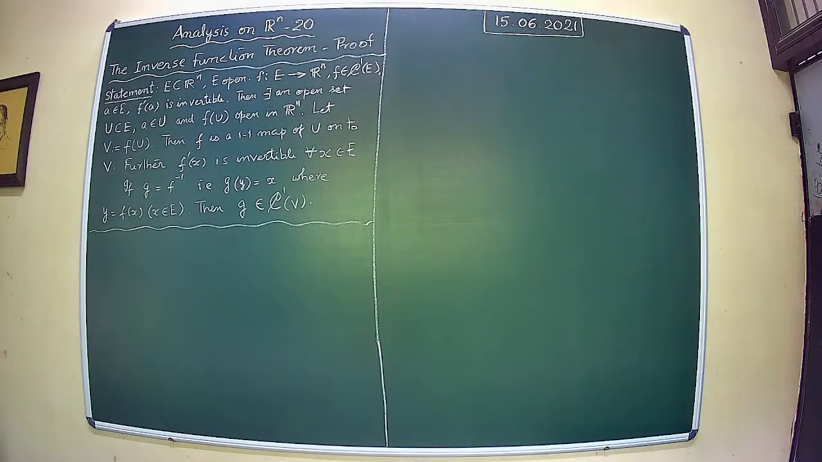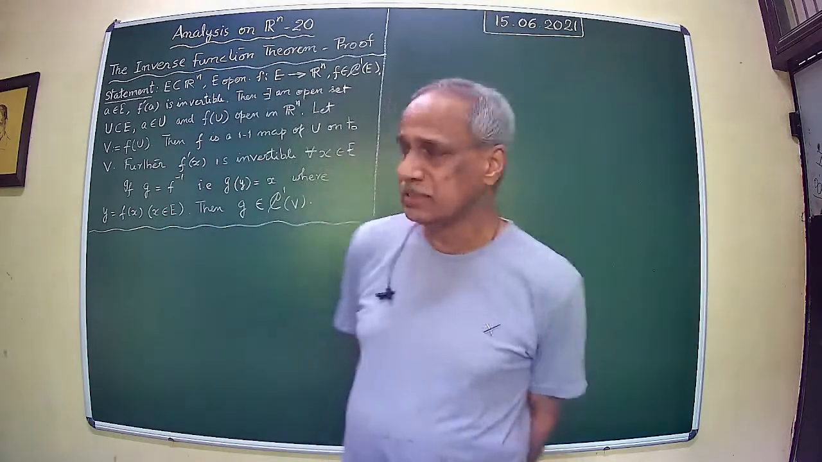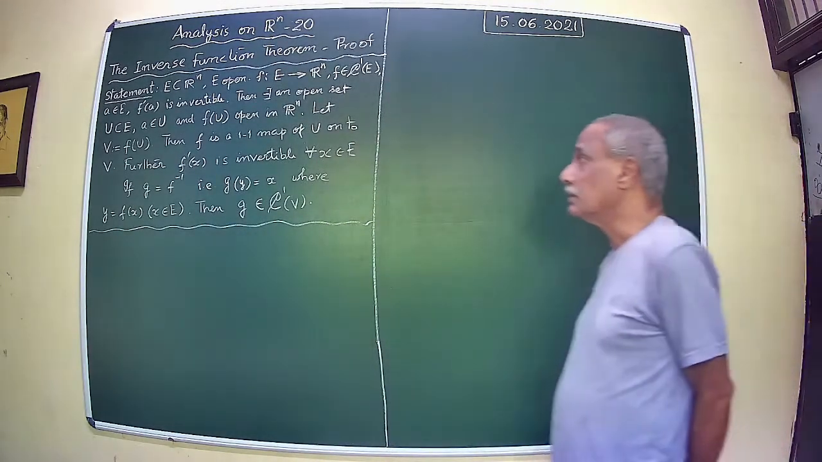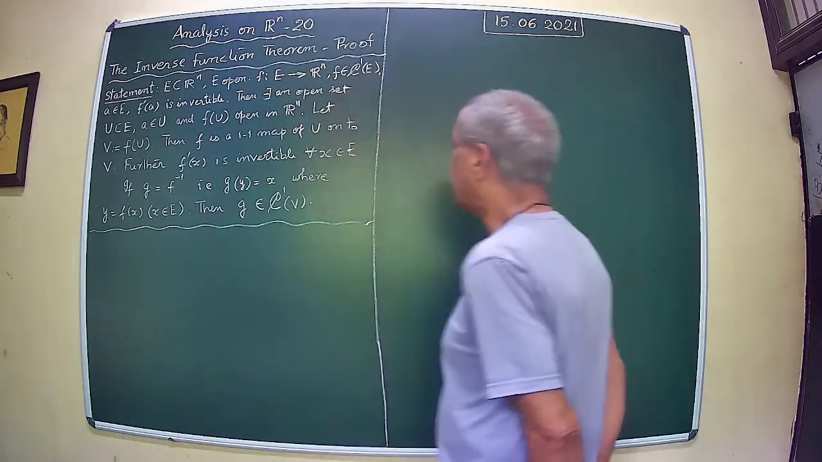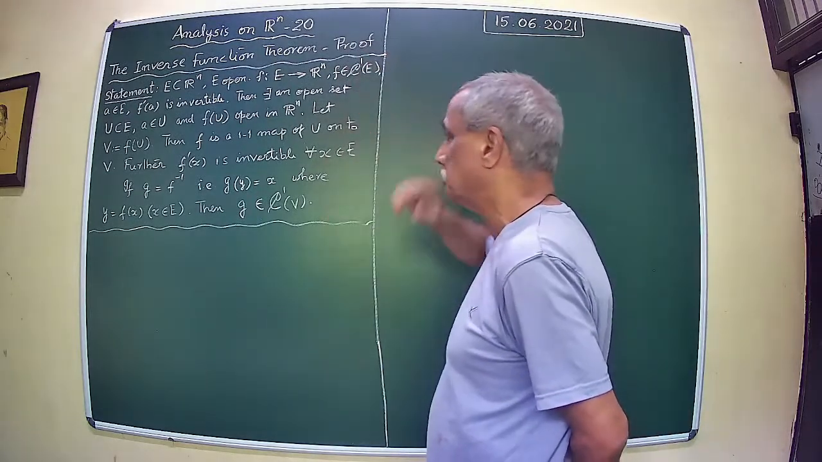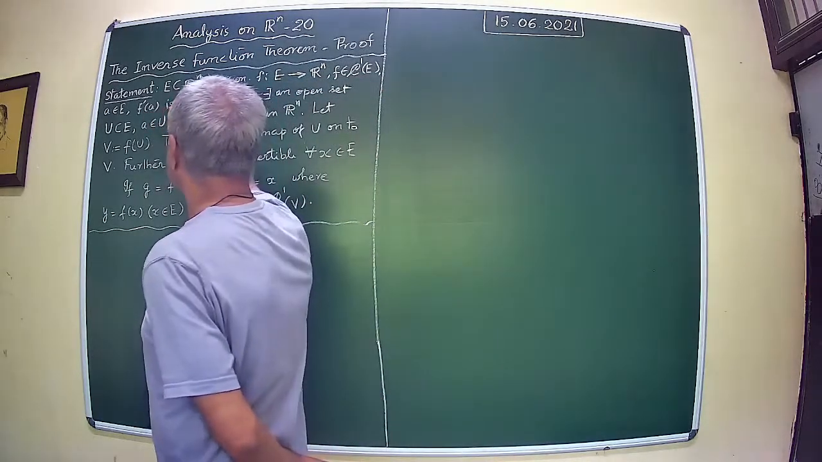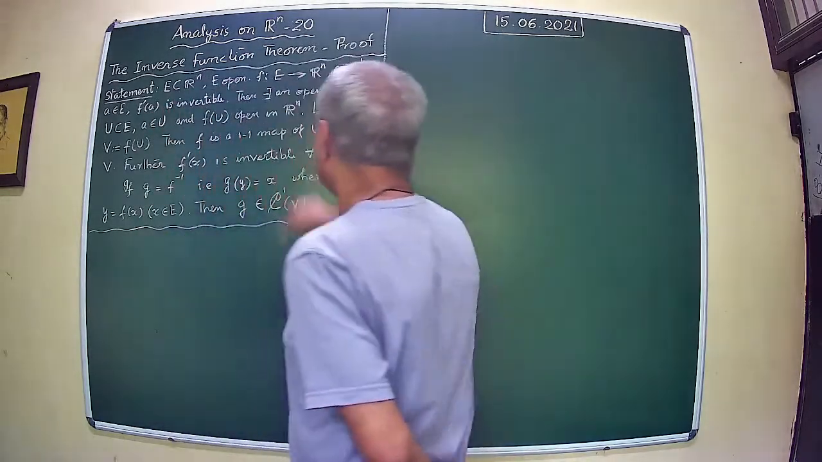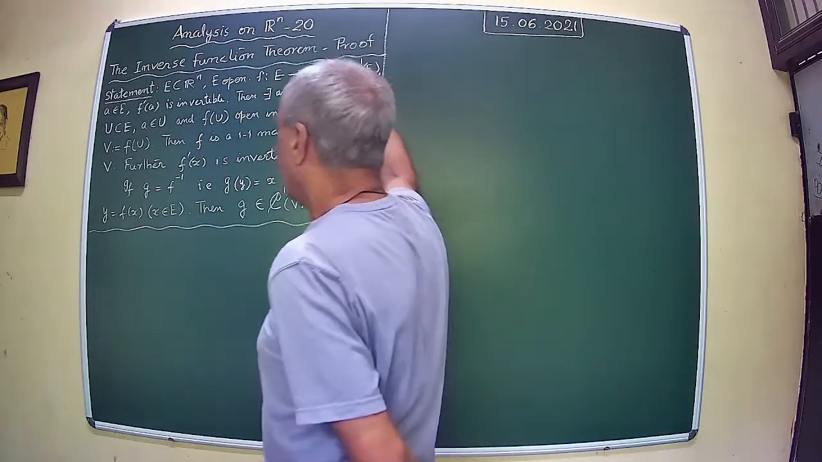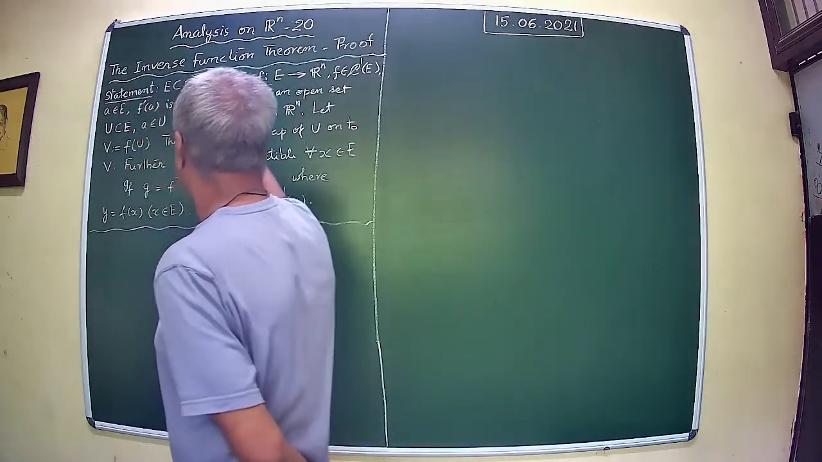We have completed the proof of one part of the theorem. Now what we are going to do is to take up the remaining part. The inverse function theorem statement is in a nutshell given here. I'll just read it out. E is an open subset of Rn. F is a map from E to Rn. F is a C1 map, and for a belonging to E, F dash a is assumed to be invertible.